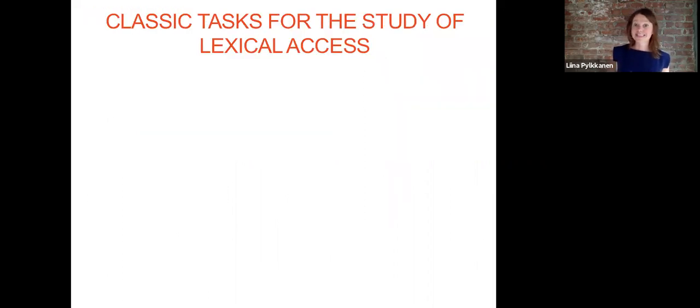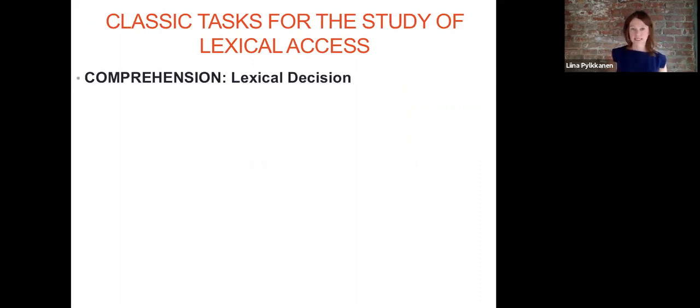So how do we then study lexical access? Behaviorally, but then also in the brain. Here are some classic tasks that have been used to study lexical access, the most common tasks that have been used in the literature for many, many decades. On the comprehension side, so when we're understanding language, the task of lexical decision has been by far the most popular one.